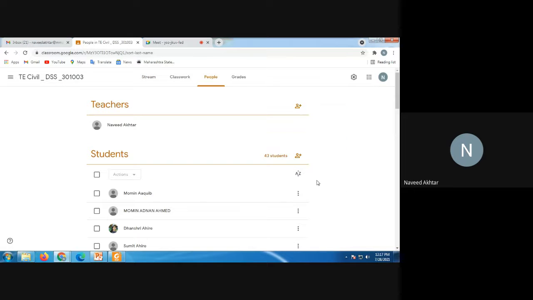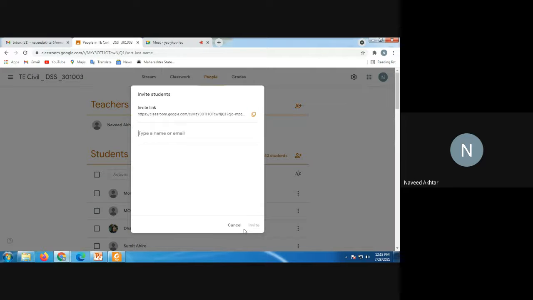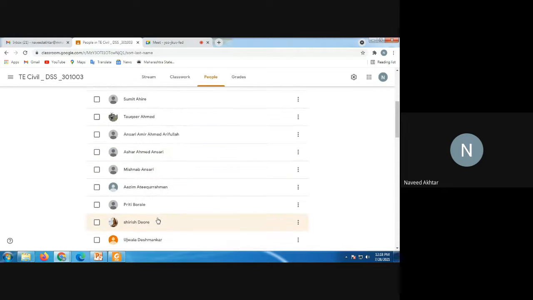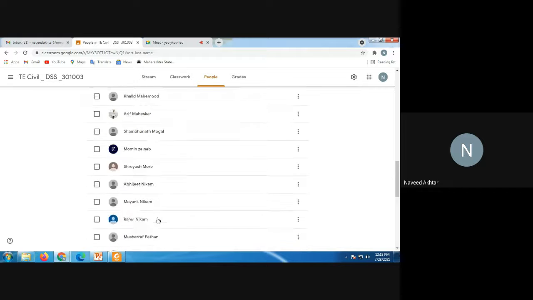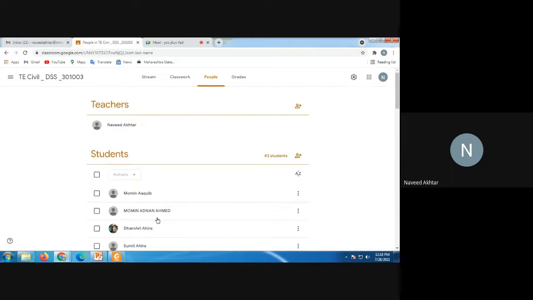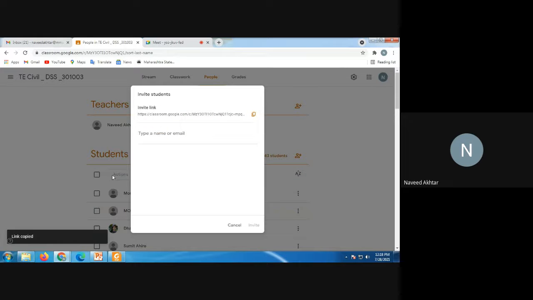Because in your class, more than 60 students are there. You can see here, till date only 43 students have joined. Some are repeated. Okay. So please, I think the 43 students is very less. Your strength is more than that.